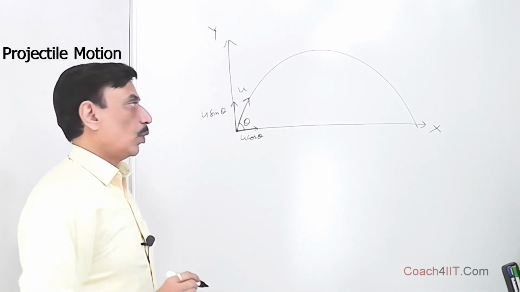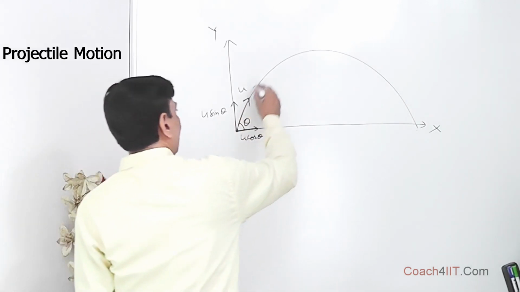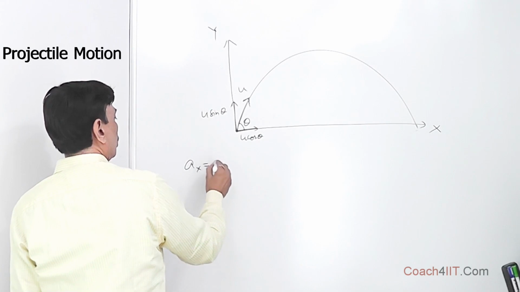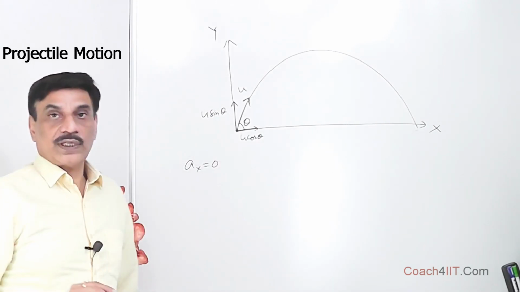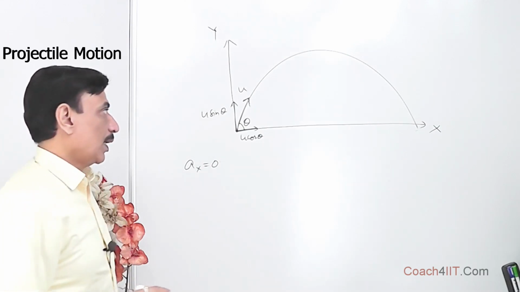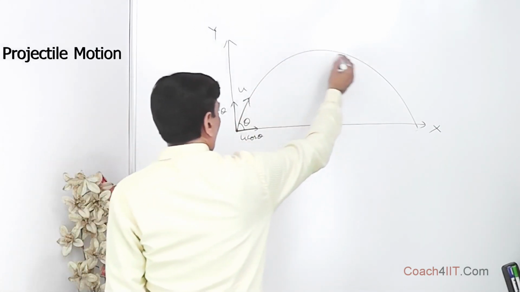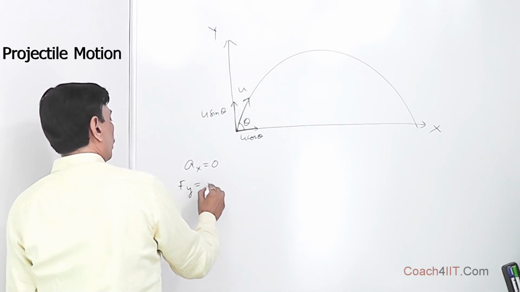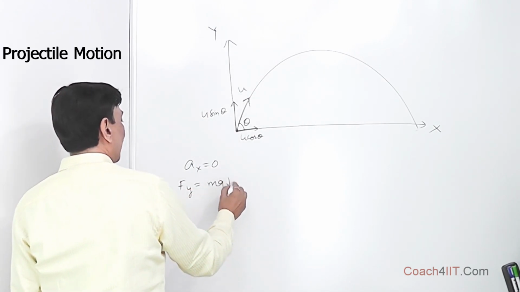Apart from this, we know that all the time when it is going from here to here, acceleration along the x-axis is equal to 0 because there is no force along the x-axis. So that's why acceleration on the x-axis is equal to 0. And all the time when the body is going from here to here, there is a force along the y-axis which is equal to mg in the downward direction.